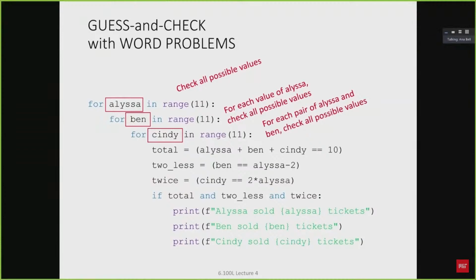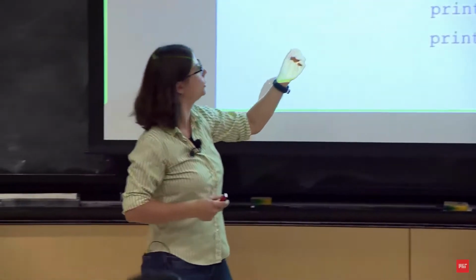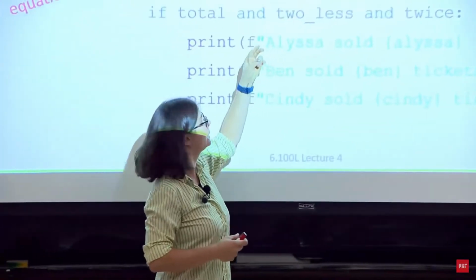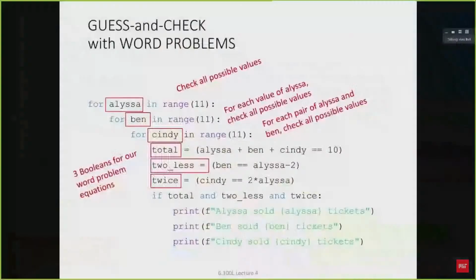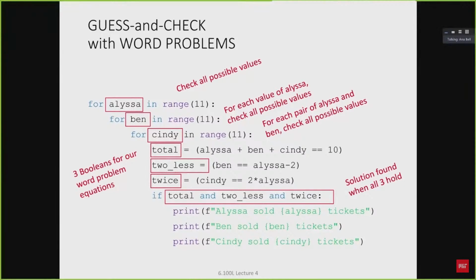So here I have Alyssa, Ben, and Cindy trying to sell tickets to a fundraiser. And then I have my system of equations here. In total, they sell 10 tickets. So here, total, 2 less, and twice are all Boolean variables. A plus B plus C is equivalent to 10 is the first condition I need to hold. B is equal to A minus 2 is the second condition. And C is equivalent to 2 times A is the last condition. Those were the conditions from the previous slides, right? And so these 3 Booleans, whenever they hold, total is true and 2 less is true and twice is true. When all these 3 things hold, I have found the solution to my problem.